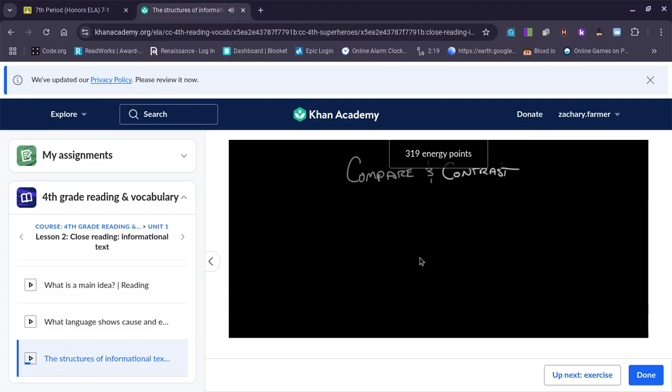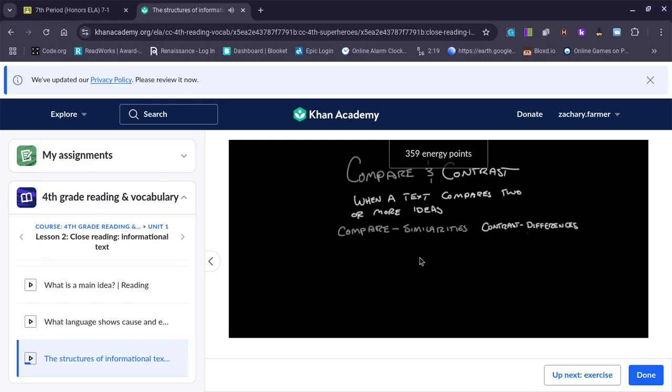Compare and contrast. You've probably heard of this one. When a text compares 2 or more ideas, that's a compare-contrast. The compare step discusses similarities, how things are similar, and then the contrast step discusses how those things are different. Look for clue words like same or different, both and neither, in contrast, or on the other hand.